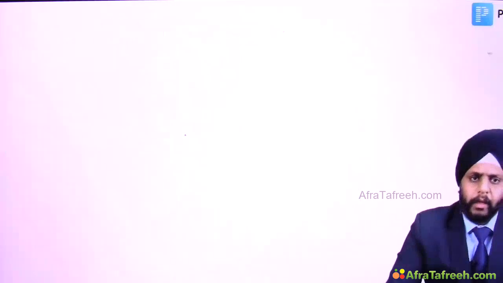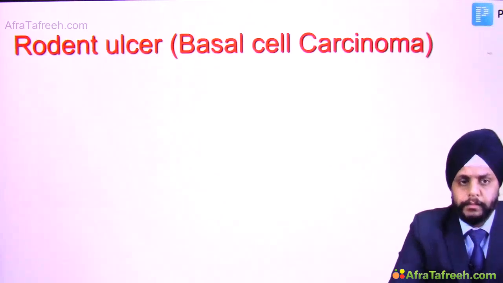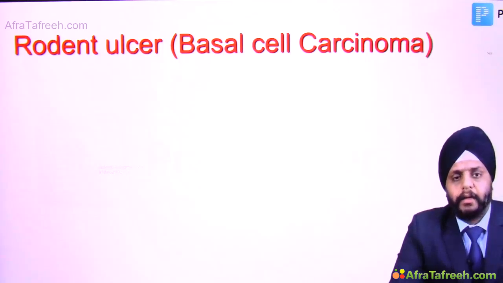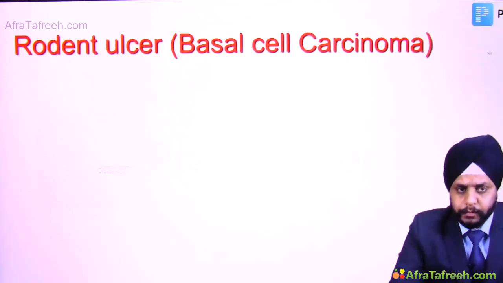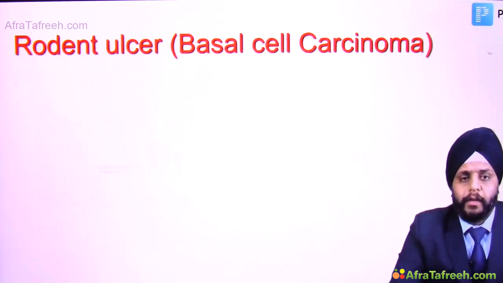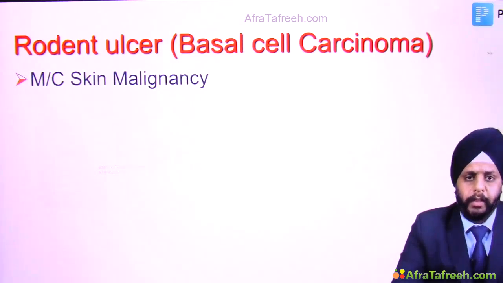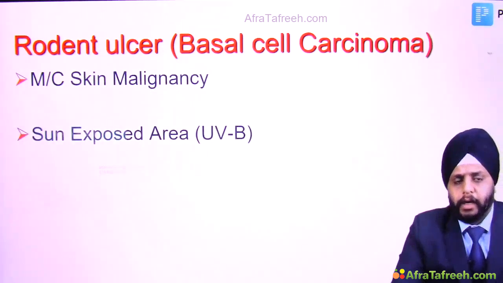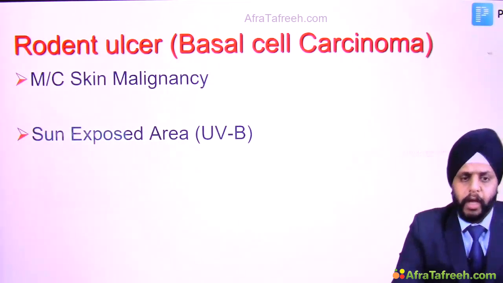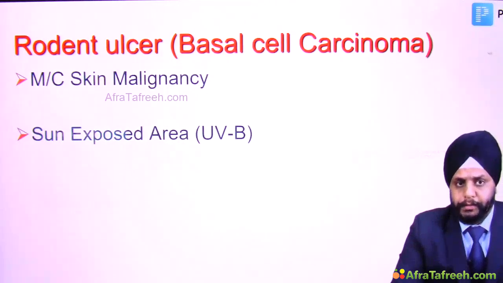Right? Let's go to the next condition. The next condition is rodent ulcer. Rodent ulcer is the other name for basal cell carcinoma. Now, this basal cell carcinoma or rodent ulcer is the most common malignancy of the skin. Most common malignancy. Okay, and this occurs mainly on the sun exposed areas of the skin. Why? That is because of exposure to ultraviolet B rays.